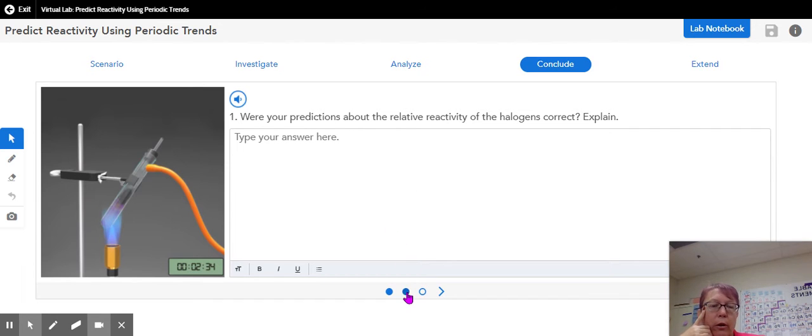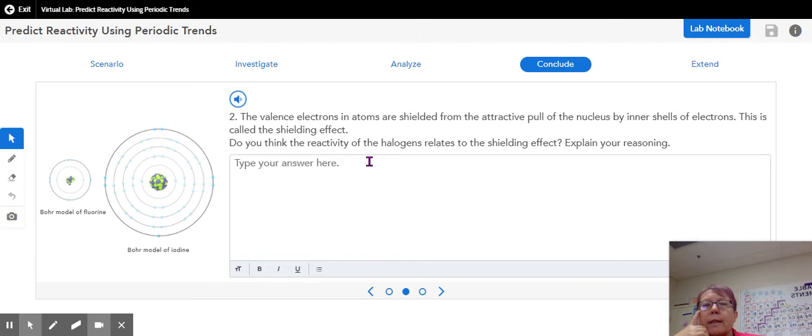Okay. We're going to go to dot number 2. And it says the valence electrons in atoms are shielded from the attractive pull of the nucleus by inner shells of electrons. This is called shielding. Do you think the reactivity of the halogens relates to the shielding effect? Yes or no? Okay, so in other words, we have a number of different energy levels. The question is, based on the number of energy levels, does that change whether the reaction is faster or slower?